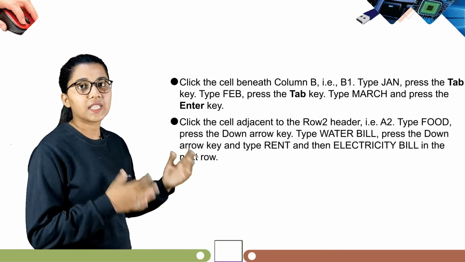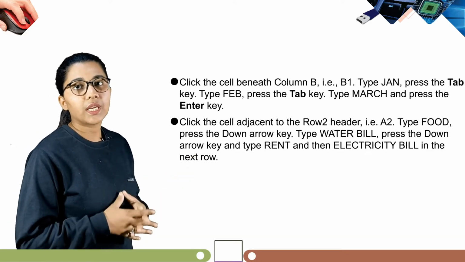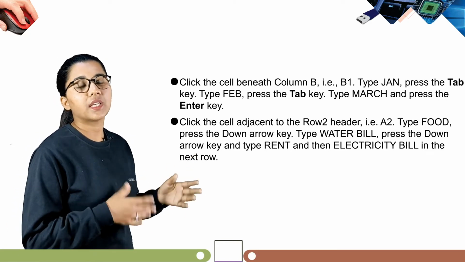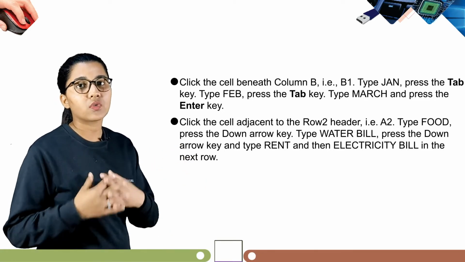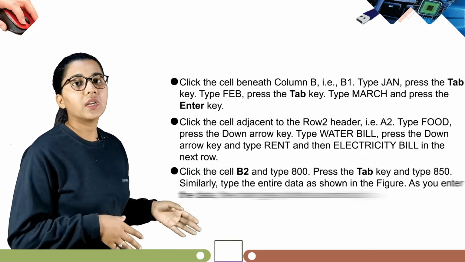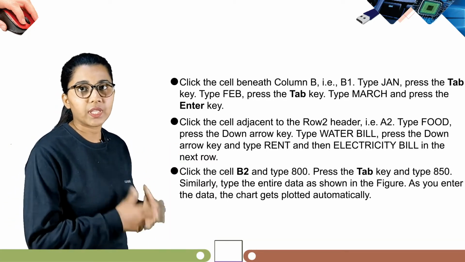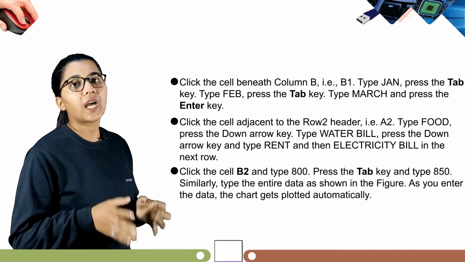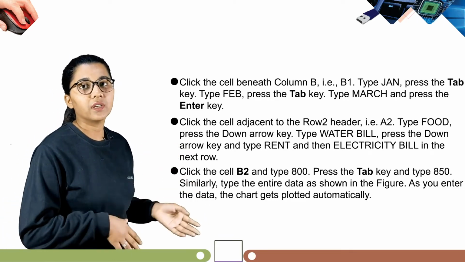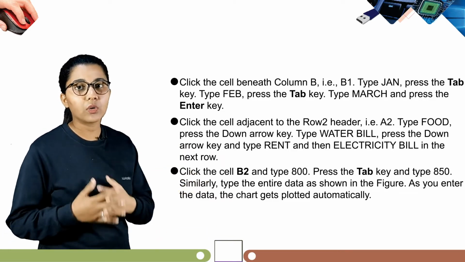Click the cell adjacent to the row 2 header, that is A2. Type Food. Press the down arrow key, then type Electricity bill in the next row. Now click on the cell B2 and type 800. Press the Tab key and type 850. Similarly, type the entire data as shown in the figure. As you enter the data, the chart gets plotted automatically.